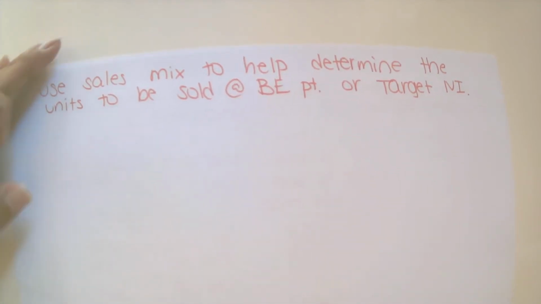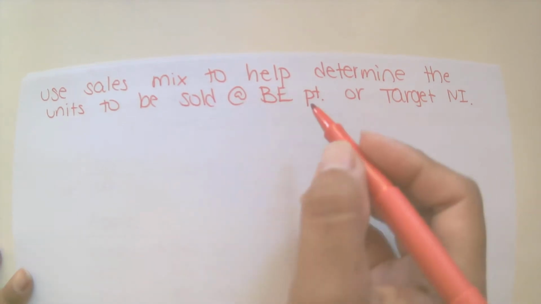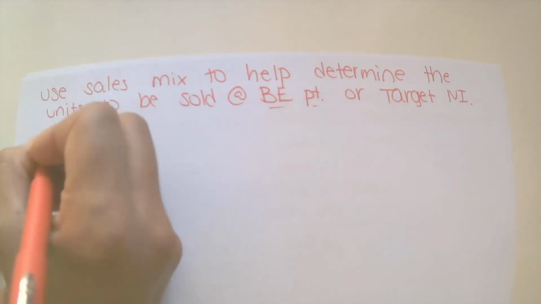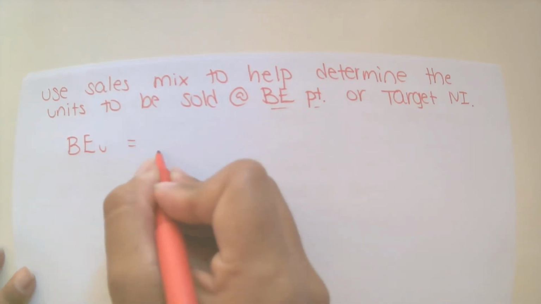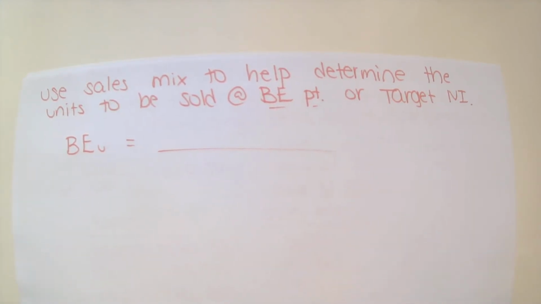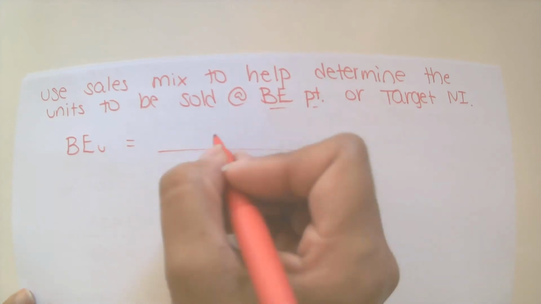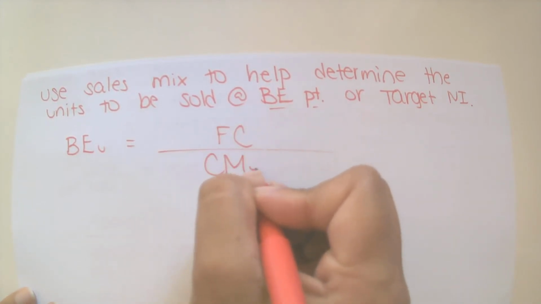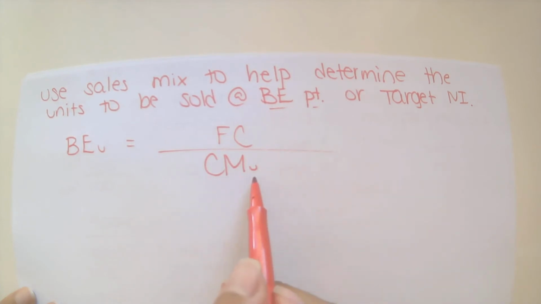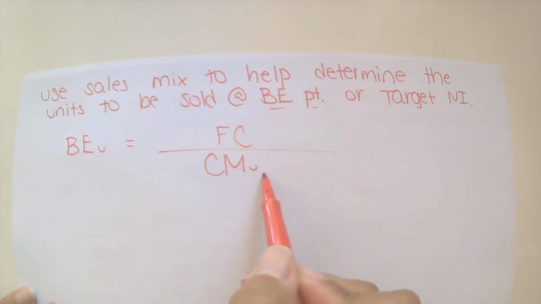So let's review. First, let's make sure we remember our break-even formula. So let's look at break-even point in units. What is it? What's your numerator? Hopefully you all said fixed cost. And your denominator, CMU. Now, this is contribution margin per unit.